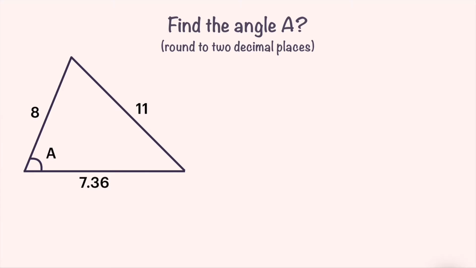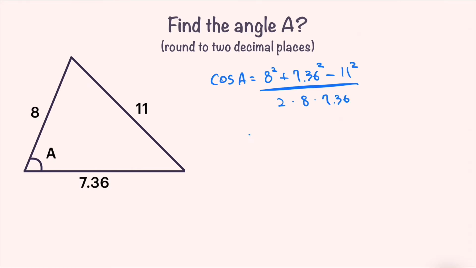Find the angle A when we are given all three sides of the triangle. Here, the second equation goes: cosine of angle A is equal to the square of the two sides that include the angle, 8 squared plus 7.36 squared, minus the square of the opposite side, 11 squared, over 2 times the product of the two sides that include the angle, so 8 times 7.36. And if you plug the right side into your calculator, it'll give you negative 0.024.